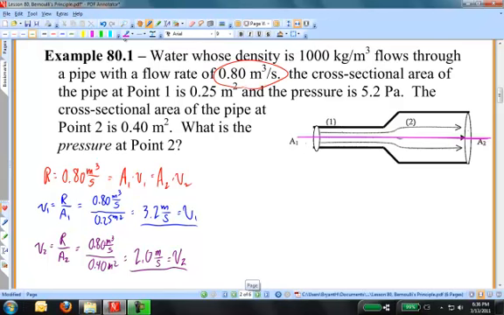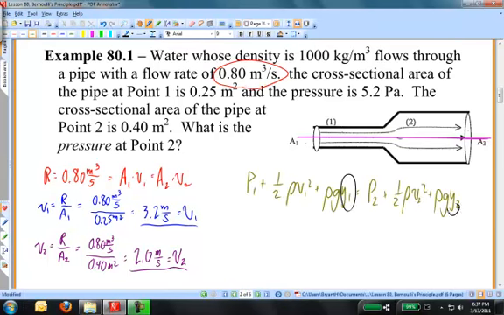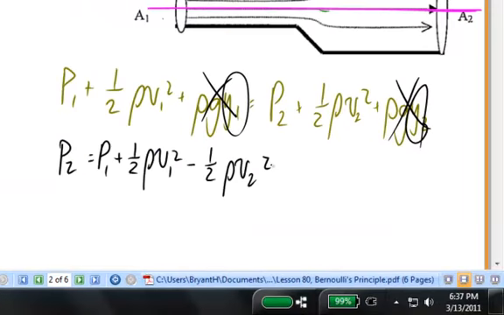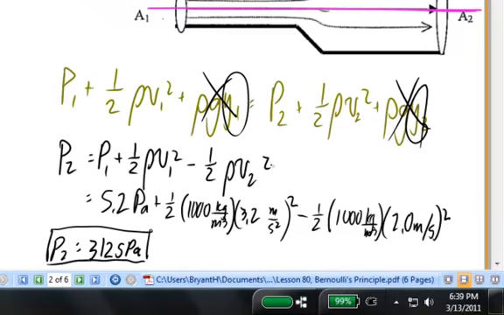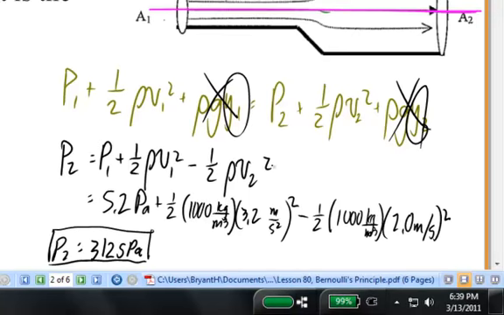Let's go ahead and write that down. Since y1 and y2 are the same number, that means I'm going to have a constant term on the left side of the equation that's equal to the same constant term on the right side. So these two terms are going to cancel each other out. Now I'm looking for pressure P2, and I know all the other variables. Let me solve that equation for P2. And let's put in the numbers. I find that the pressure in the second section of the pipe is just over 3,100 Pascal.